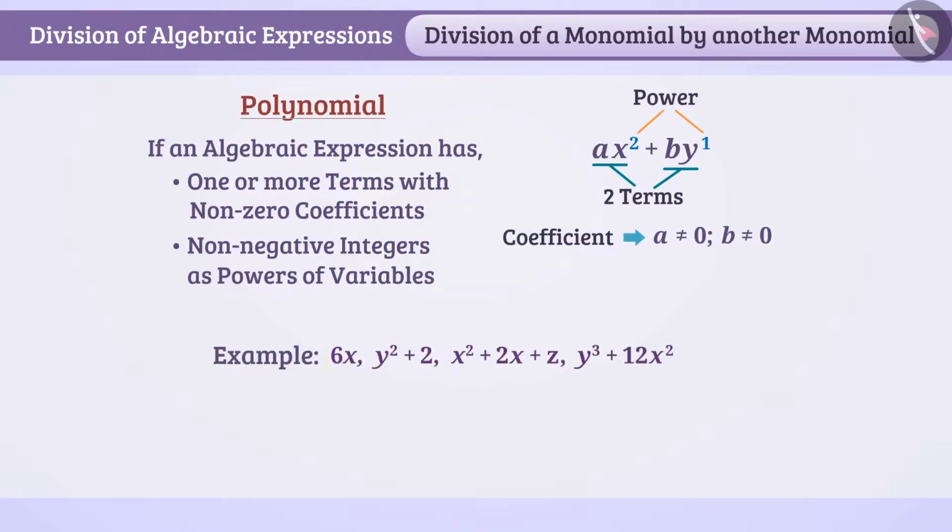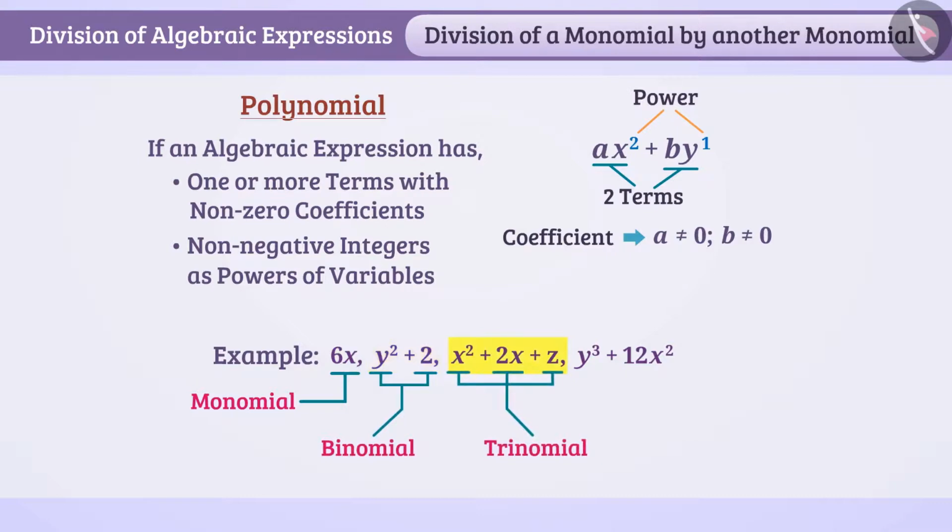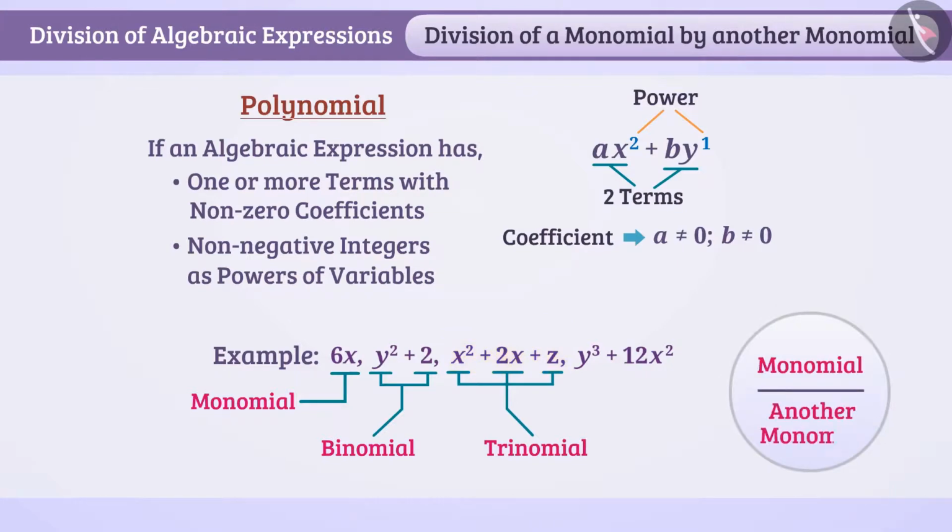If there is only one term in an expression, then we call it a monomial. An expression with two terms is called a binomial. An expression with 3 terms is called a trinomial, and so on. In many cases, we have to divide one monomial by another monomial. To understand how they are divided, let's see an interesting example.